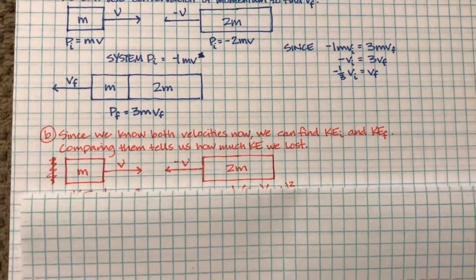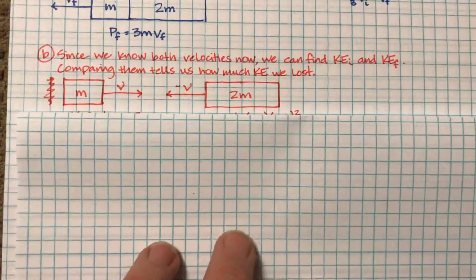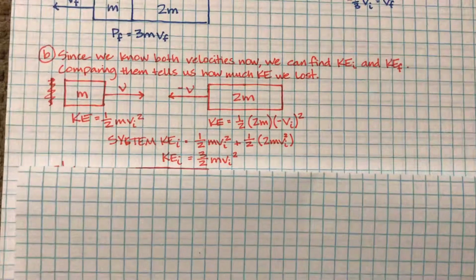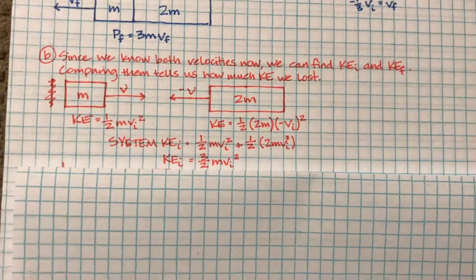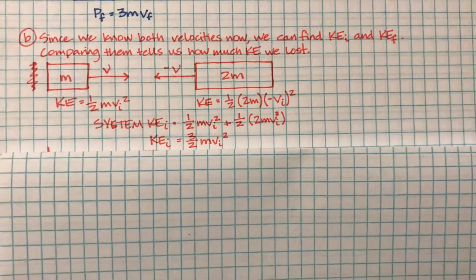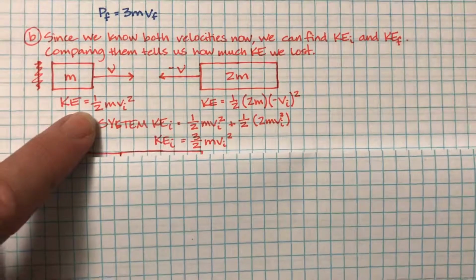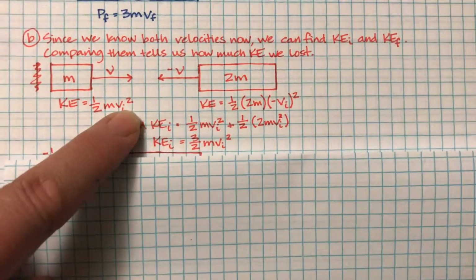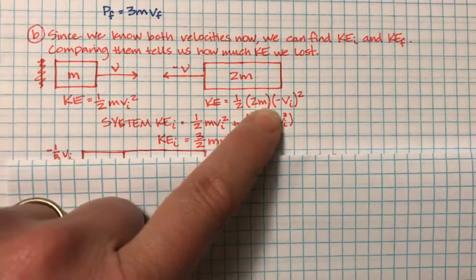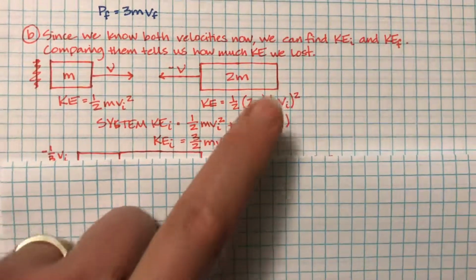So let's do that. I resketched it again. Same thing, no changes here. And I figured out the kinetic energies of the two boxes before they collide. So here's the kinetic energy of box 1, 1/2 mv squared. Here's the kinetic energy of box 2, 1/2 2m negative v squared.